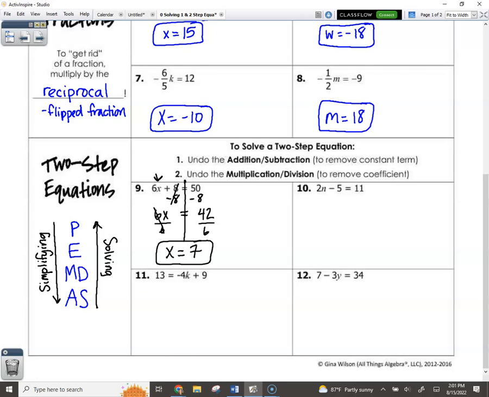Find the variable, draw your line. What am I going to do first? I'm going to add 5 first. 2n comes down, 11 plus 5 is 16. Then what? Good, divide by 2. N is 8.